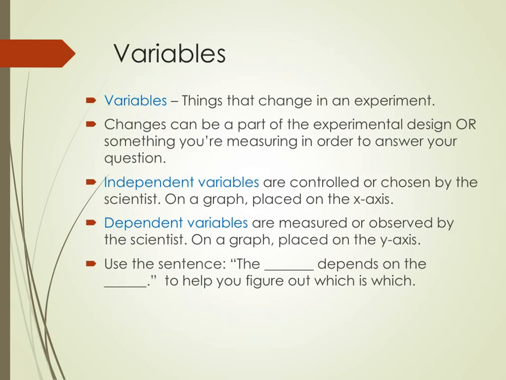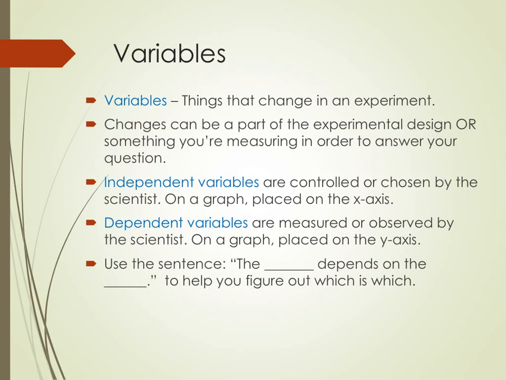Variables, this is probably review for you. In any kind of scientific investigation, you're going to have variables, things that are changing in an experiment. Those changes could be part of your experimental design, or they could be something that you're measuring in order to answer your question. Two kinds of variables: the independent variable and the dependent variable. The independent variable is the one that's controlled or chosen as levels by the scientist before you collect the data.